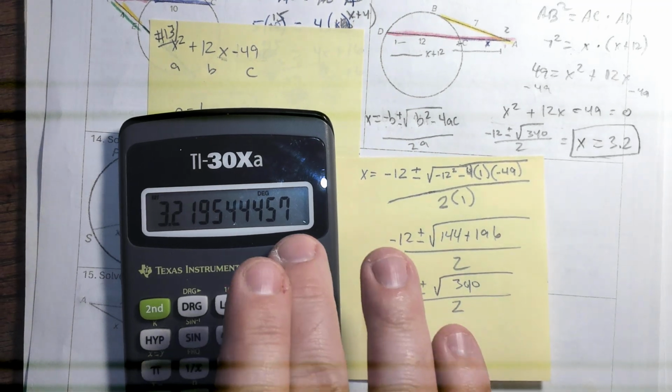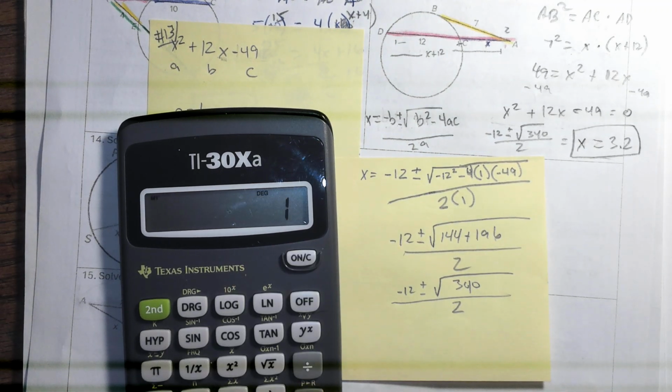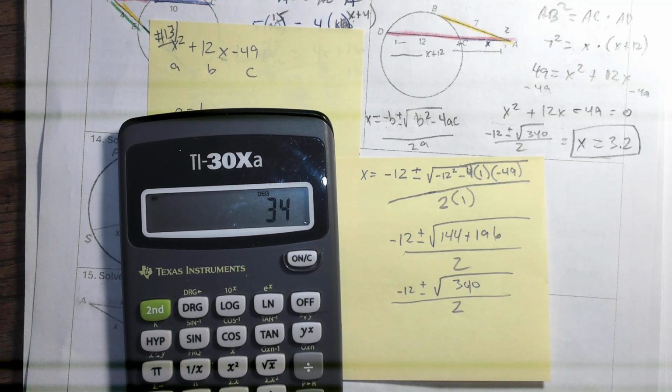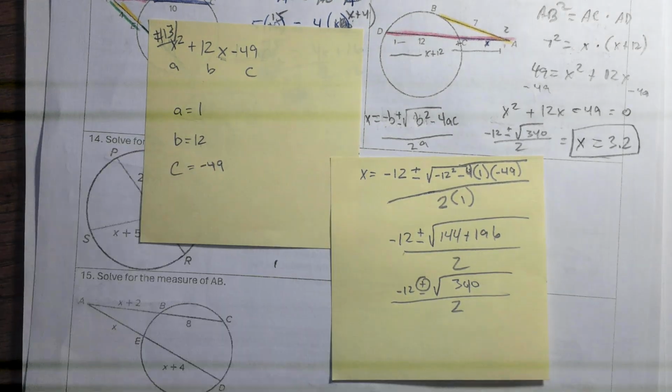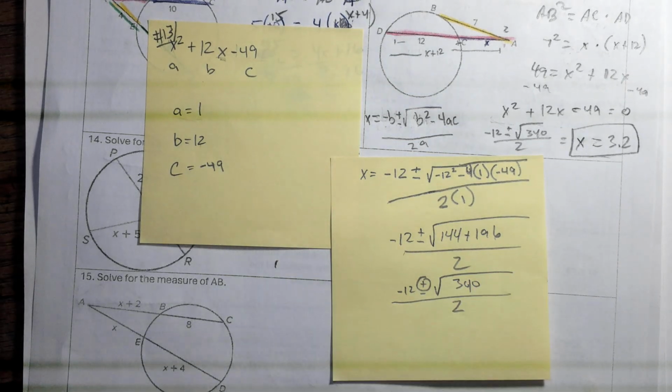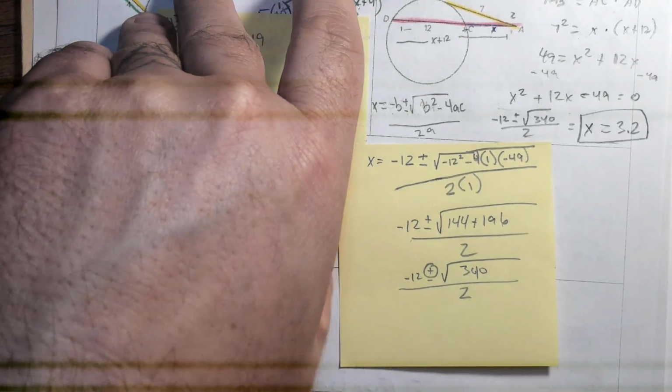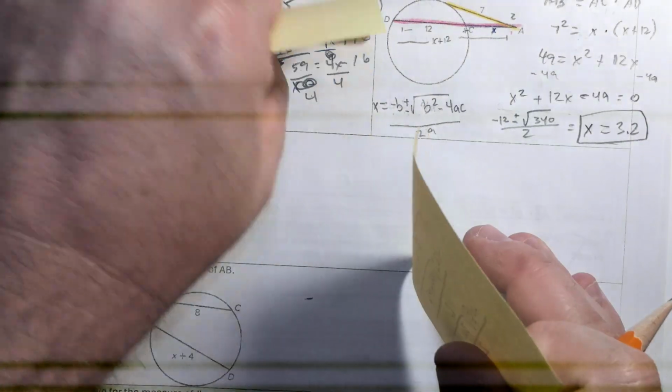Now maybe I figured it out. So negative 12 minus 340 square root equals, so we got a negative number divided by 2. Yeah, so one's negative, which is no bueno. So our answer was the positive one. So it ended up just being plus. But either way, x equals 3.2. So let me move these out of the way.